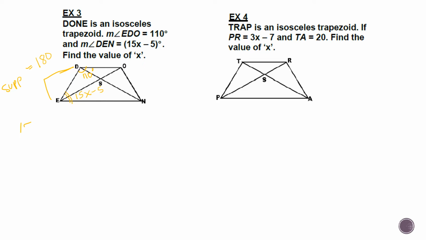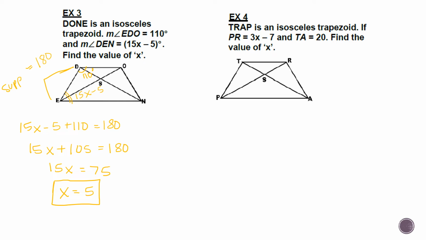So 15x minus 5 plus 110 has to equal 180. So let's combine like terms. 15x plus 105 equals 180. We want to get x alone, so I'm going to subtract 105 from both sides to get 75 on the right-hand side. And when I divide by 15, we should get x equals 5, I believe. Okay, so that would be the answer for that first one.